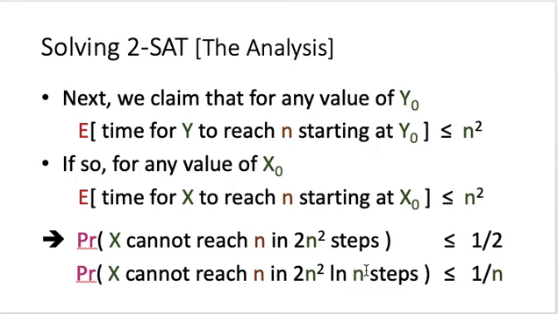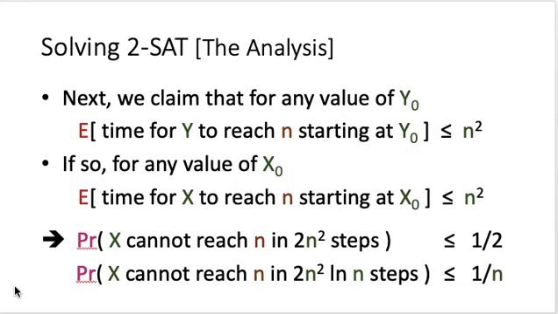So the chance that we cannot reach n using this many steps is the chance that we cannot reach it using the first 2n squared steps, and also cannot reach it using the second 2n squared steps, and so on and so forth. So this will fail with a chance of 1 over 2 to the power log n. So this will only fail with the chance of 1 over n. So this is how we can obtain it.